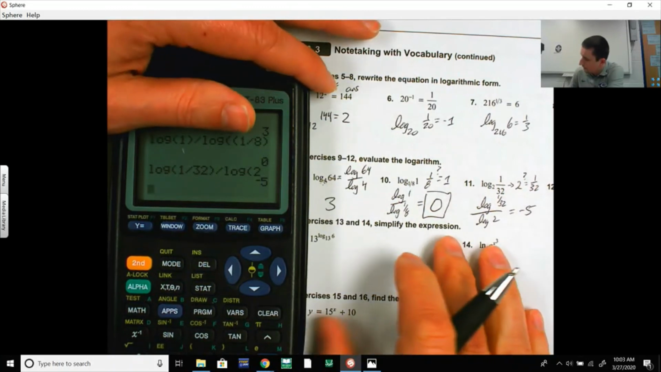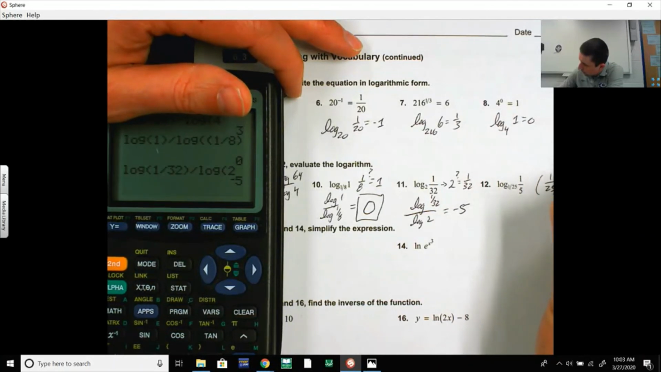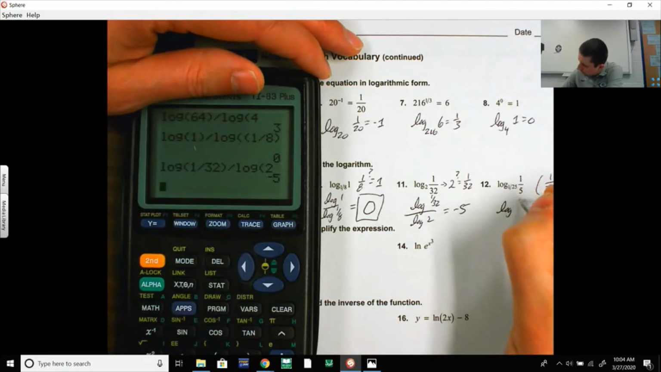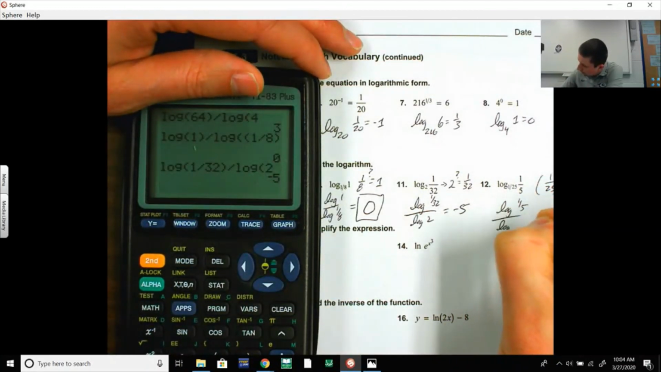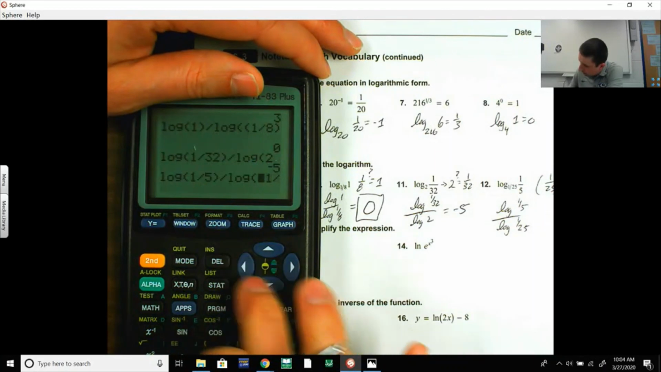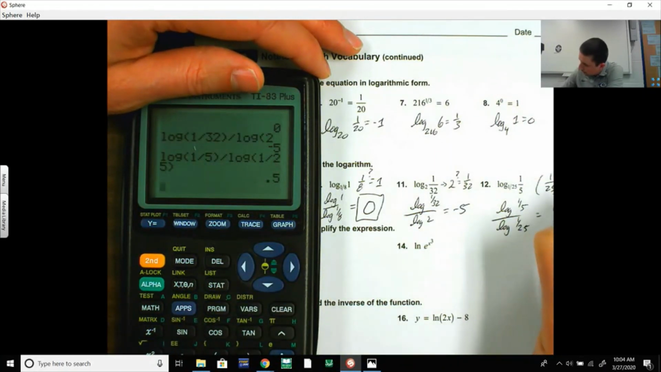So 1/25 raised to what power is 1/5? Ooh, that's a tricky one. That's just going to be a half. Okay, so we're going to do the log of 1/5 divided by the log of 1/25. Oops, I need that extra parenthesis. And we get 1/2.